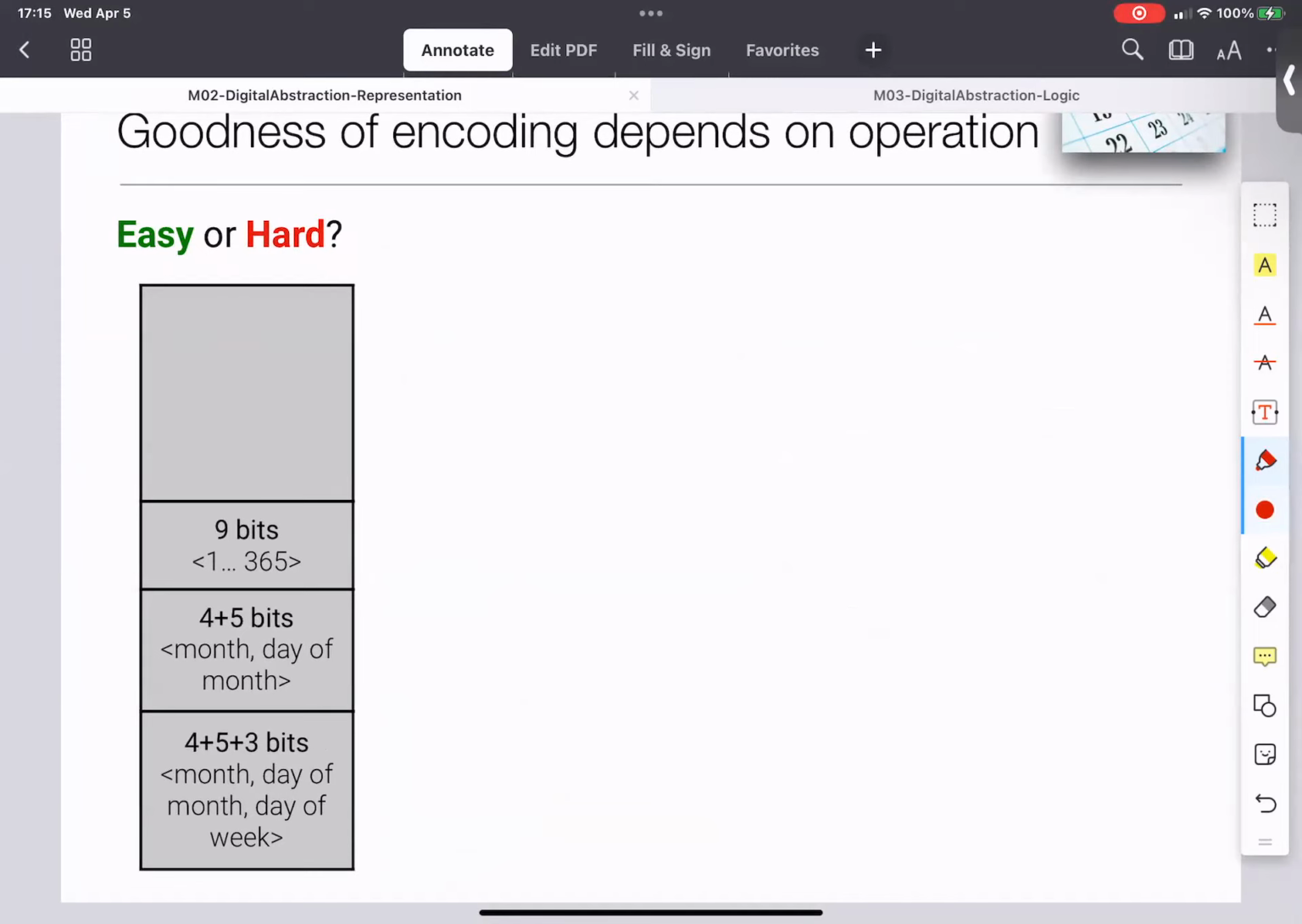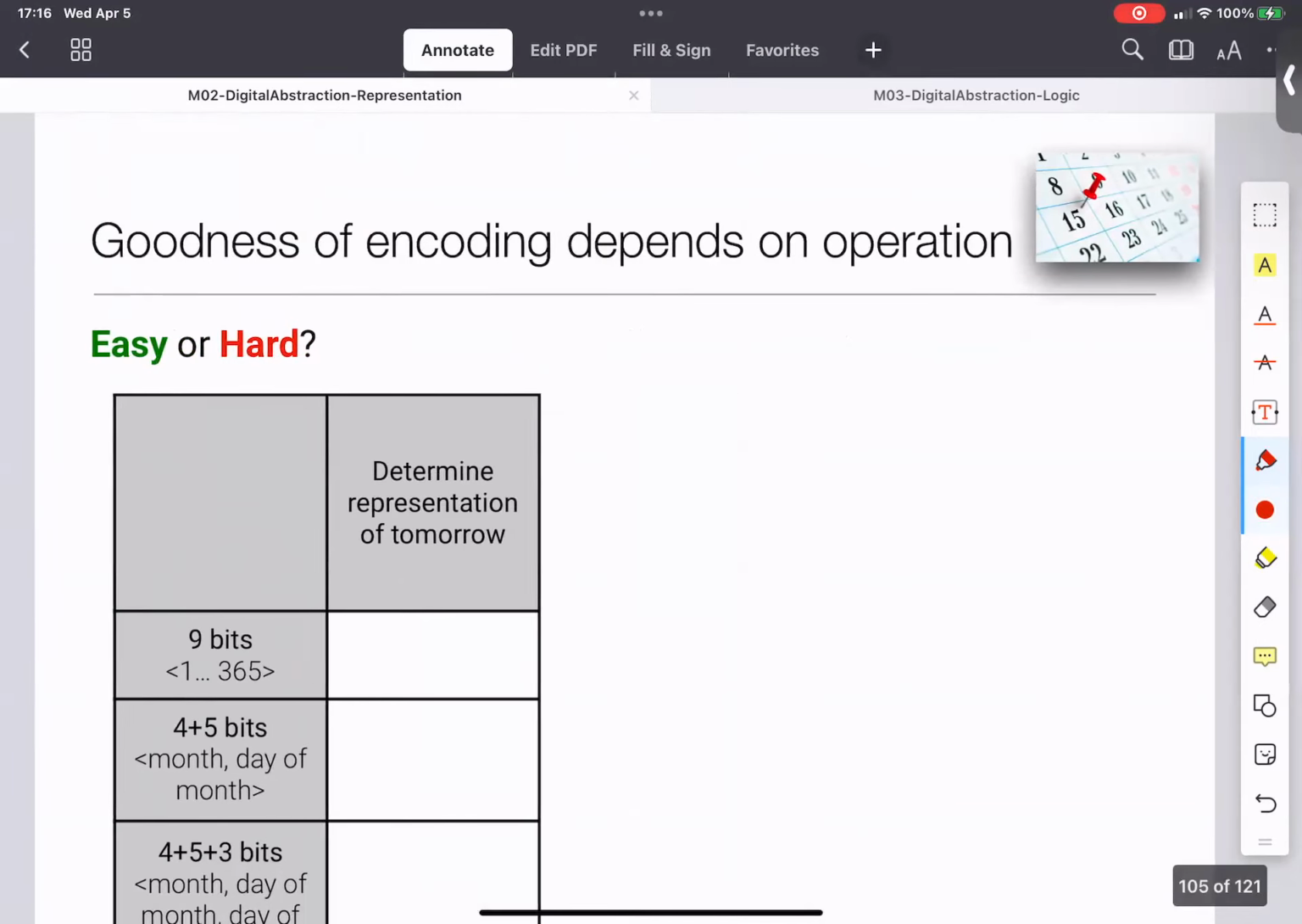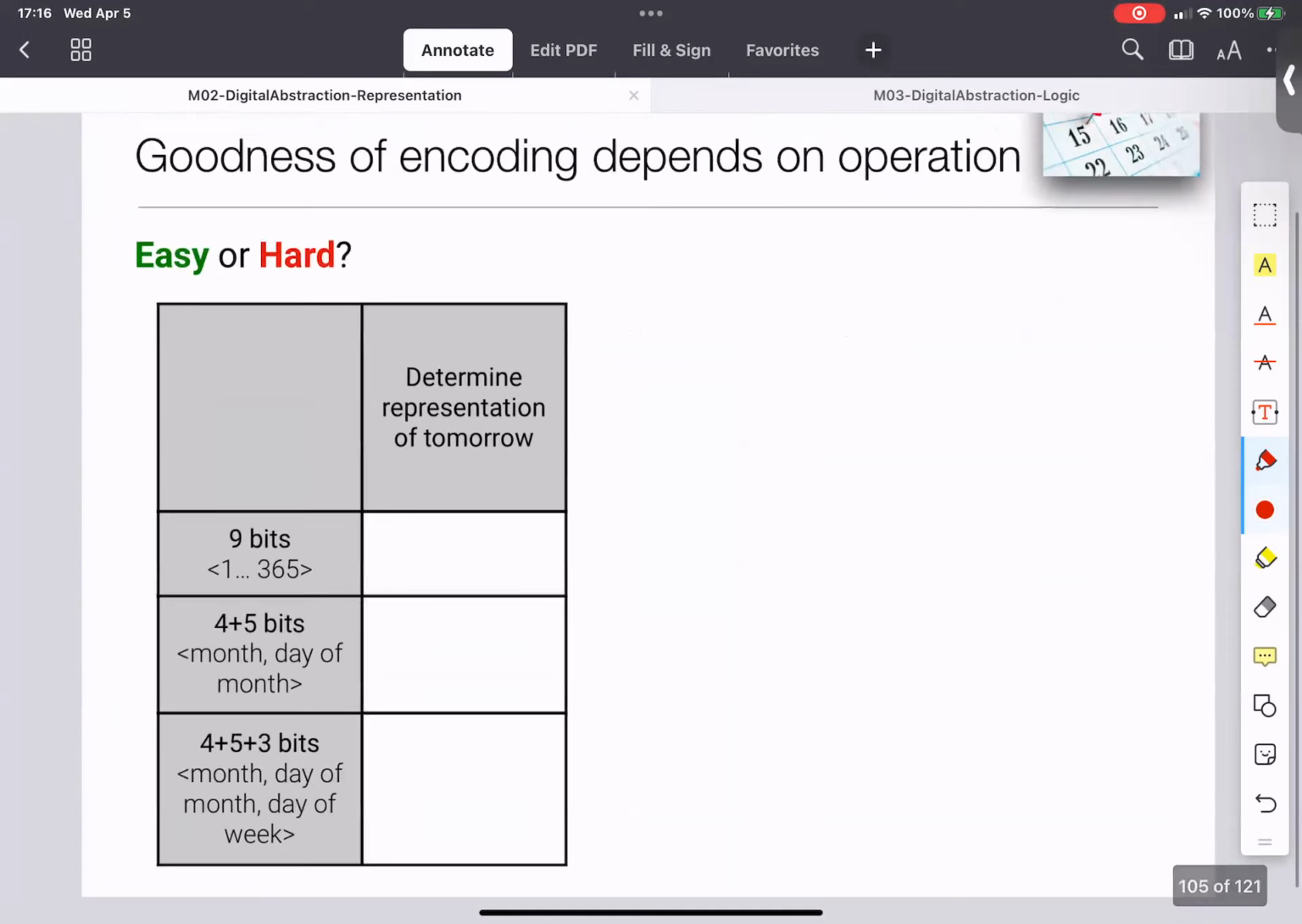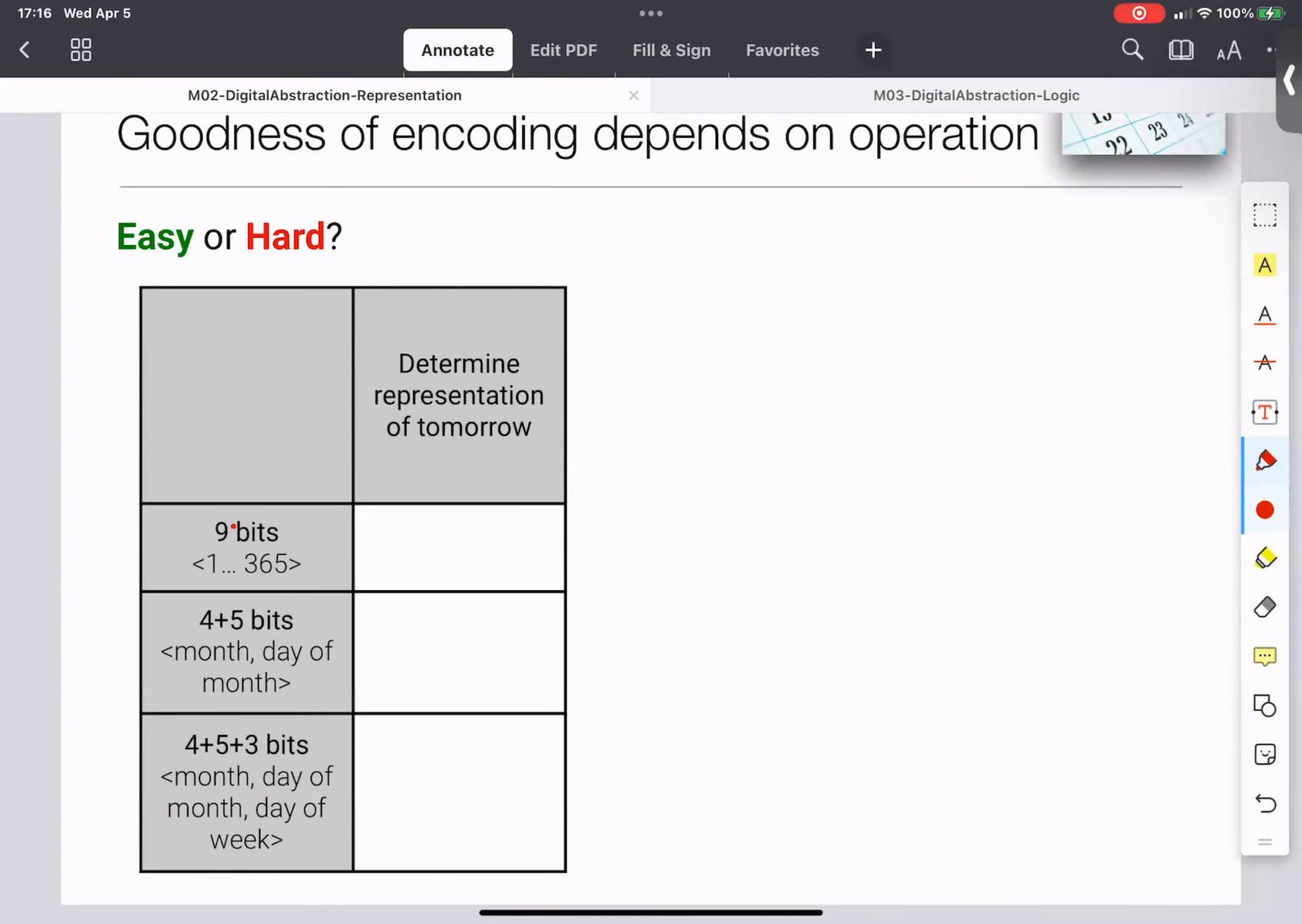I can represent this as a 9-bit number, so 1 year. Or I can represent month and day of month, or month, day of month, and day of week. We have 9 bits here, 9 bits here, and 12 bits here. So let's say I give you the bit representation of today, and I ask you, what is the bit representation of tomorrow?